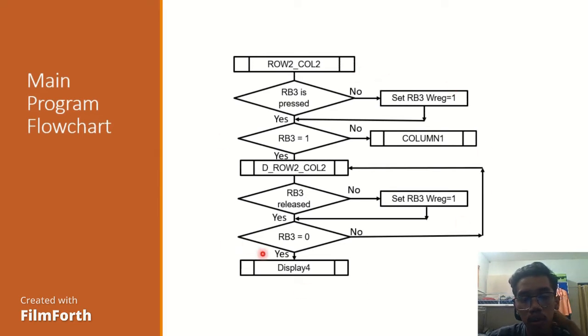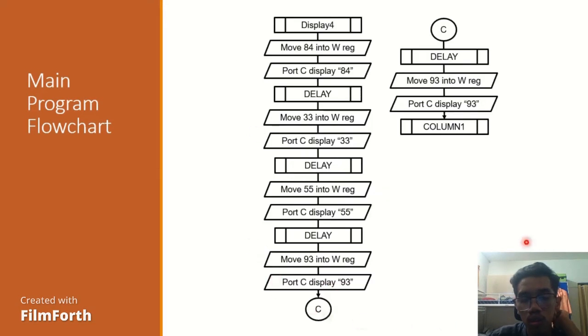So this is where button 4 is set up, which is row 2 and column 2, and will activate the display 4 function. When button 4 is released, it will go to the display 4 function. Then it will display 84, delay, and 33, and delay, and 55, and delay, and 93.